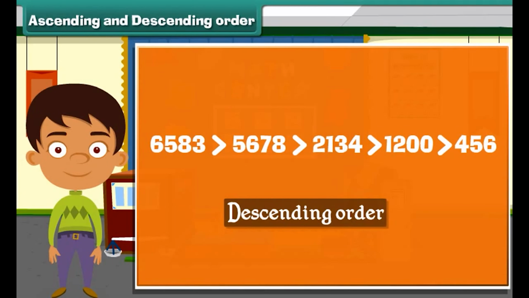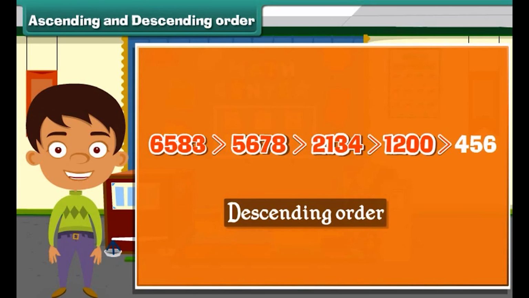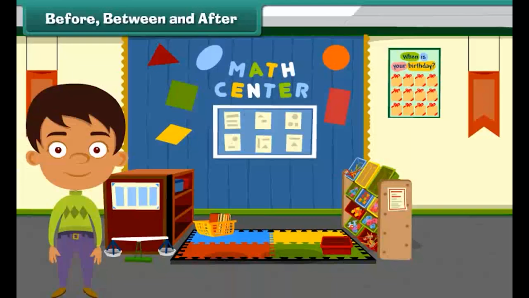Similarly, the descending order of numbers may be denoted by the greater than symbol. For example, 6583 is greater than 5678, is greater than 2134, which is greater than 1200, is greater than 456.